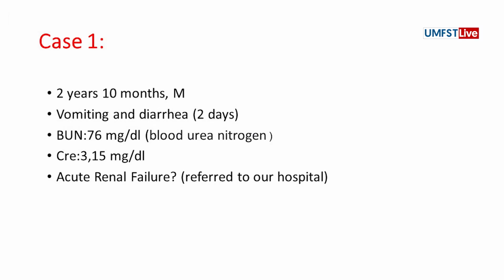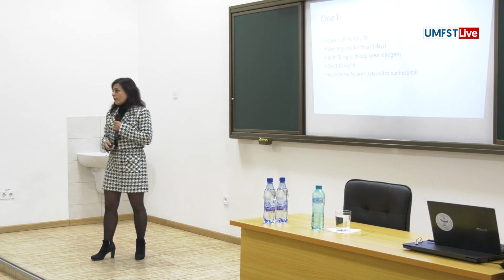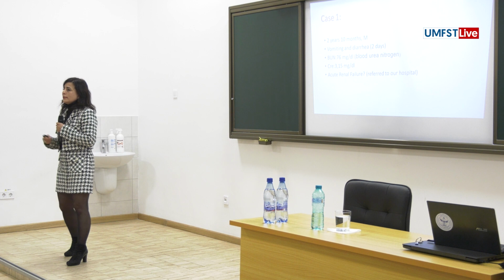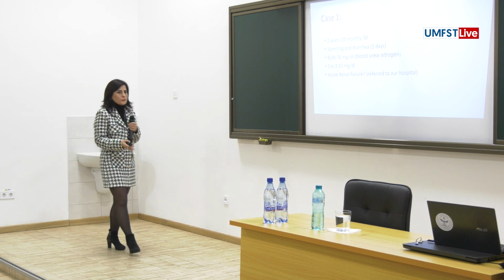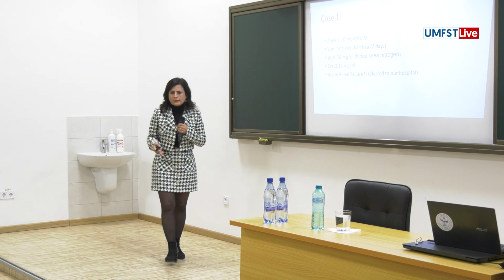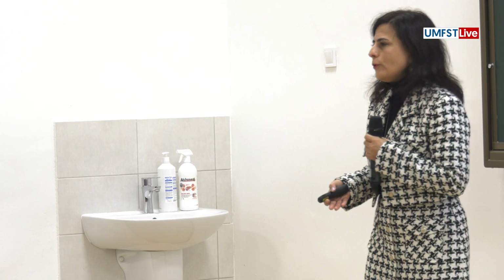This is a baby, 2 years 10 months, male, who came to another hospital with vomiting and diarrhea 2 days ago. They found that BUN and creatinine were raised, and they were thinking acute renal failure. They referred him to our hospital because it has an intensive care unit, and also pediatric nephrology and pediatric pathology, nephropathology departments. That's why they referred to our department.